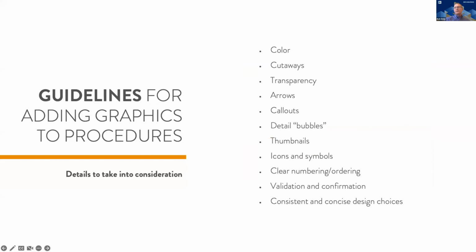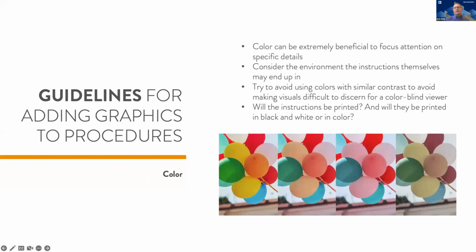Now we're going to talk about some other specific things to think about, other ways to use graphics more specifically if you're going to incorporate them, things like color, transparency, detail bubbles. We'll have some examples of each of these things, and I'm going to run through these pretty quickly so that we'll have an opportunity to get some questions at the end of the session. But I pulled up a bunch of examples. These are things that we use as we're working on instructional content or documentation for our clients that come in handy. One of the first things that we talk about is color.